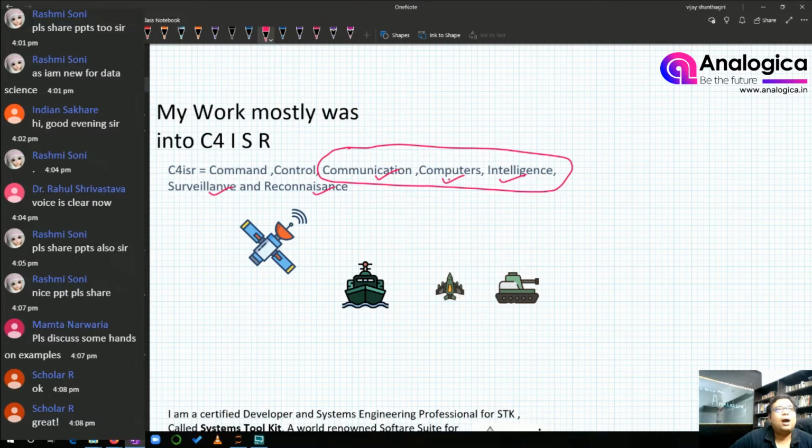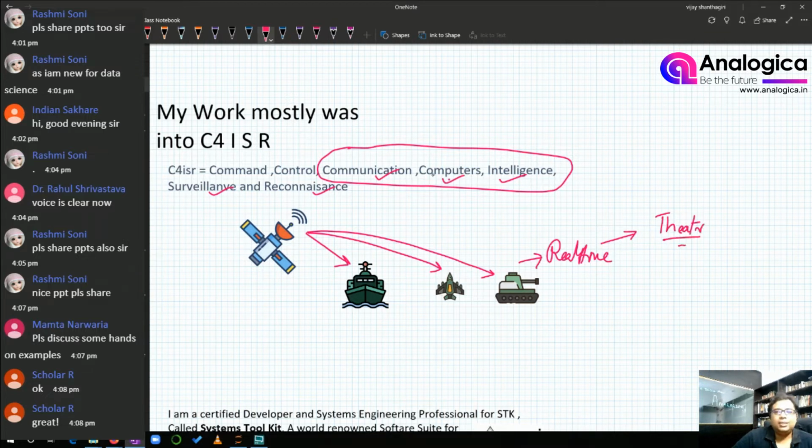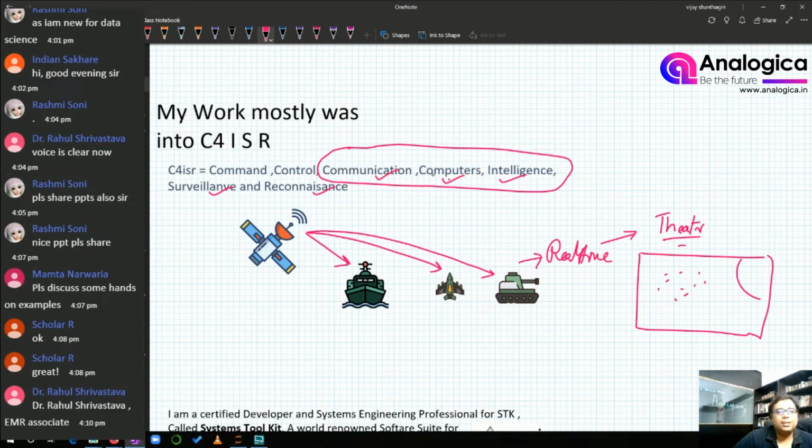This is how we worked: we wrote programs that connect satellites with the other assets. All these things are moving, and in real time we have to ensure that this data reaches what we call a war theater. There will be decision makers sitting and observing how the data points are moving, what feed the radar is giving, and what immediate decisions need to be taken.